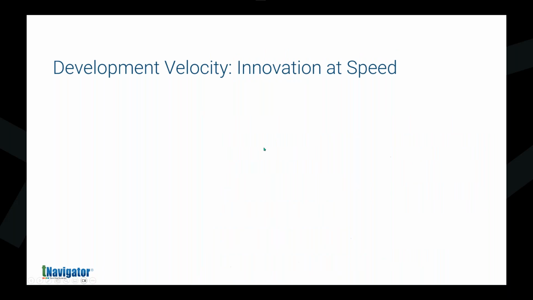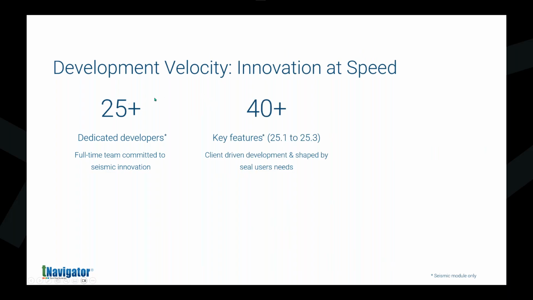Now, one of the key differences that we have here in tNavigator, Rock Flow Dynamics, is how quickly we implement new features. Let's take a look at this. As we speak, we have at least 25 developers just for the seismic module. This is huge. From 25.1 to 25.3, we introduced at least 40 key features for the seismic module, which is a lot, from visualization to algorithms to usability.